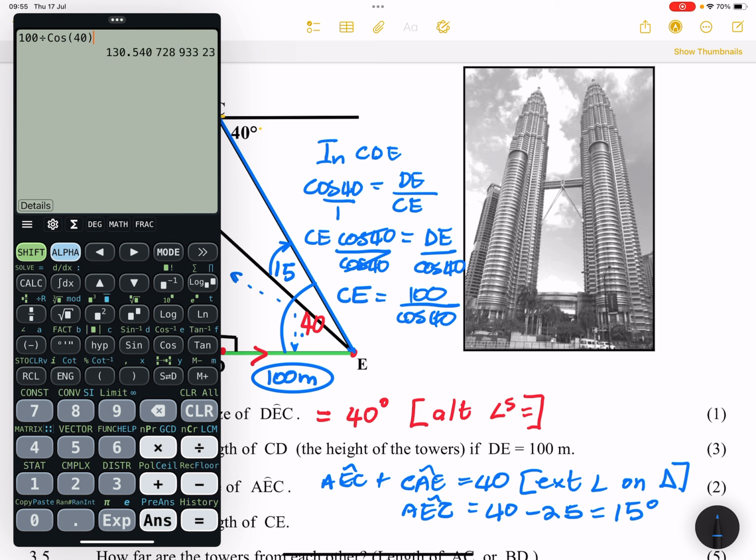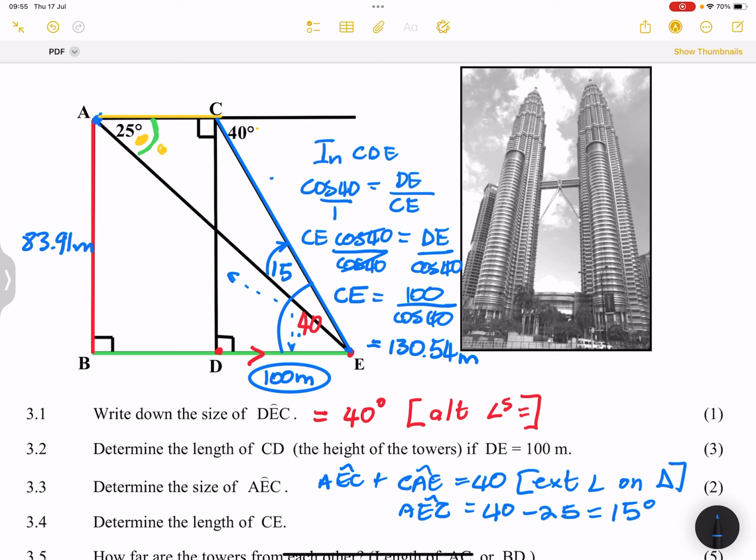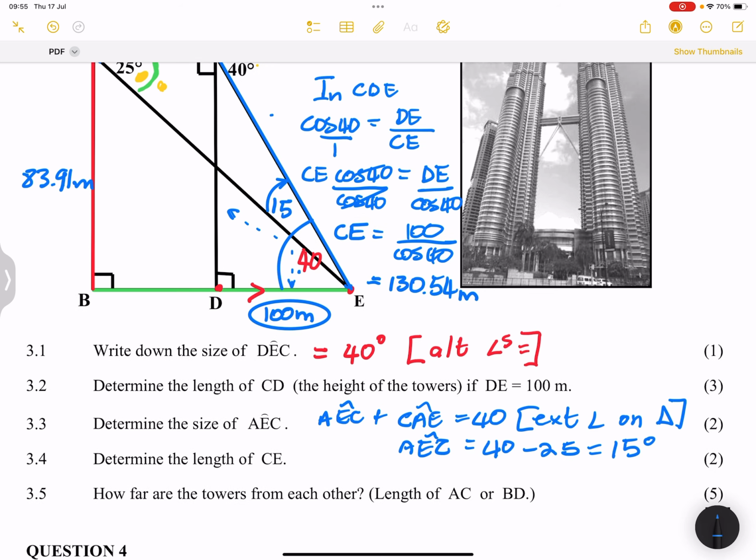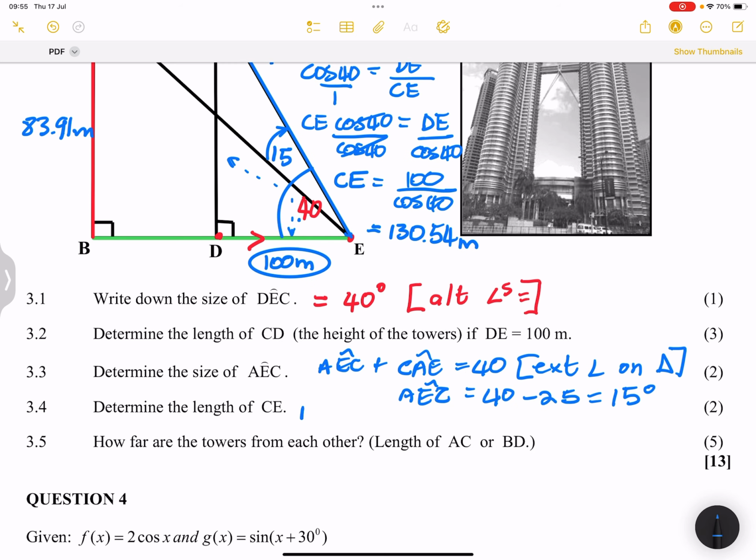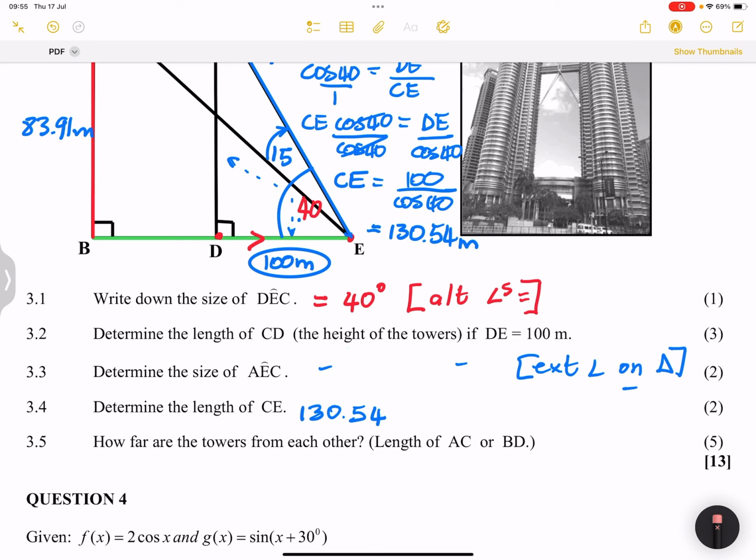Please make sure that your calculators are in degrees, ladies and gents. Otherwise, you will end up with an incorrect value. Right, not degrees rather, meters. So I know that this length over here is going to be 130.54.